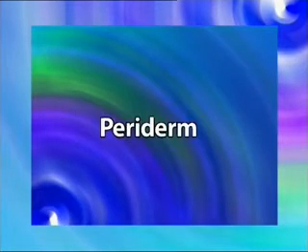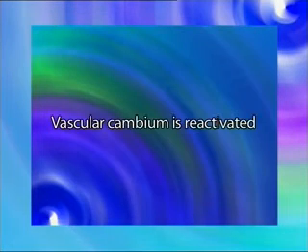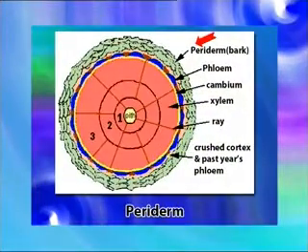Now, periderm. The annual periderm arises in spring at the same time as the vascular cambium is reactivated. The cork cambium arises from the living parenchyma cells of the non-functional phloem, or previous season's phloem, and cuts off cork cells towards the outer side and secondary cortex towards the inner side. Thus, the periderm consists of cork cambium and secondary cortex, and replaces all the tissues outside the secondary phloem.